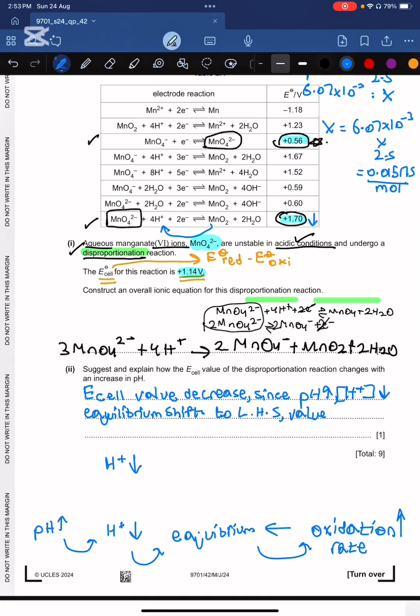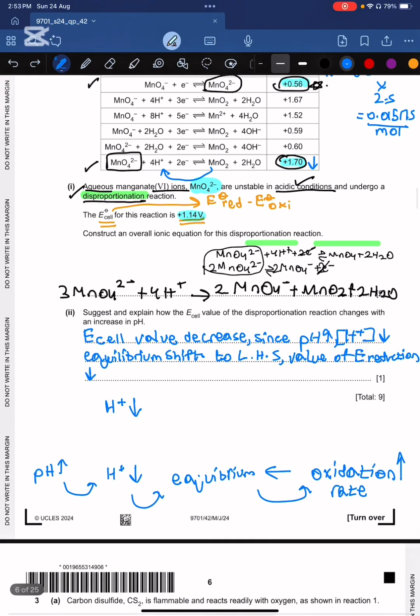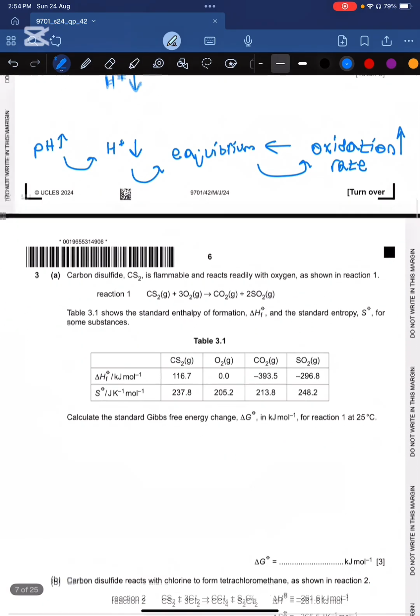The value of E reduction decreases. Obviously, this was the one being reduced. It had a more positive E naught value. This value became more negative or less positive. And that is what I've written here. The value of E reduction decreases, which means that E cell value overall decreases. And why did the E reduction decrease? Because the equilibrium shifted to the left-hand side. Why did the equilibrium shift to the left-hand side? Because H plus ion concentration decreased. And why did it decrease? Because the question said that the pH increased.